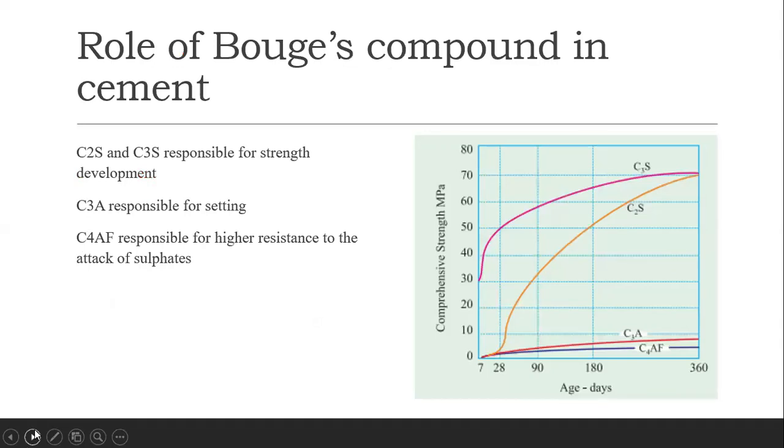In the morning class, I presented the Bogue's compounds and how they influence the mechanical performance of the concrete. Similarly, a similar chart is given over here. So here C2S and C3S are responsible for early development of strength, whereas C3A is responsible for setting and C4AF is responsible for higher resistance against sulfate attacks. So if you need high strength, or if you need to attain strength at a very early age, you need to boost the proportion of C3S as well as C2S content in the cement.